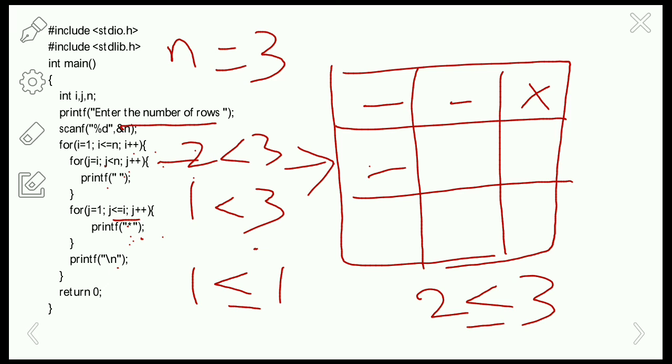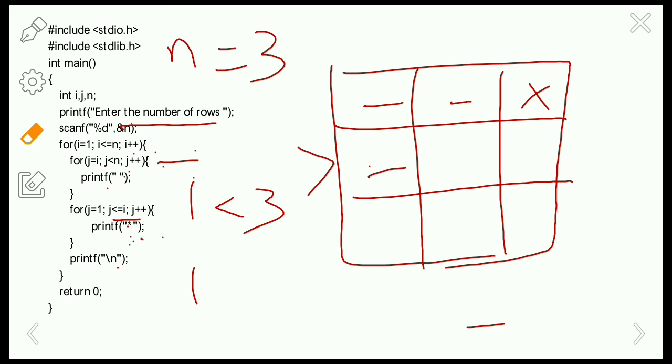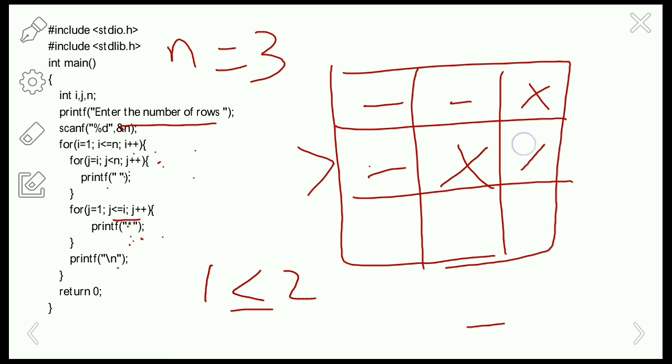So here j equals to 1 and j less than or equals to i. That means 1 less than or equals to 2, which is true, right? 1 less than or equals to 2 is true. So it is going to print the stars, 2 stars here. So 2 stars will get printed. And the control passes to the new line, that is the third row.